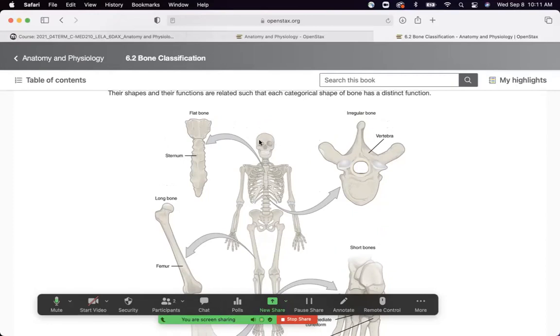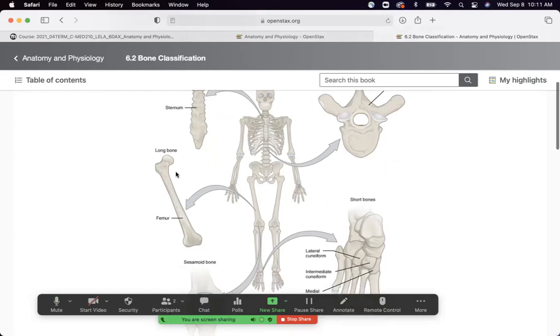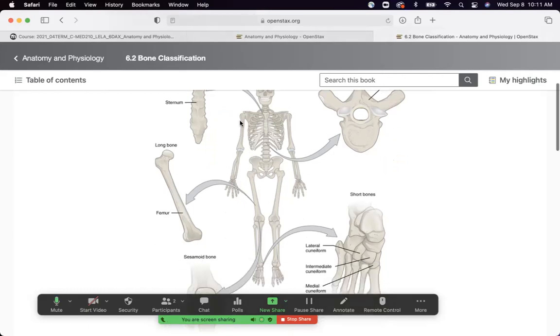Because when you think about it, your skull is flat like a pancake, but it's kind of molded. So that's another example. Long bone, anything that's long. So you have your appendicular skeleton, which is your arms and your legs, also known as your appendages. And this is the largest, longest bone in your body, which is your femur. It takes a lot to break this bad boy.